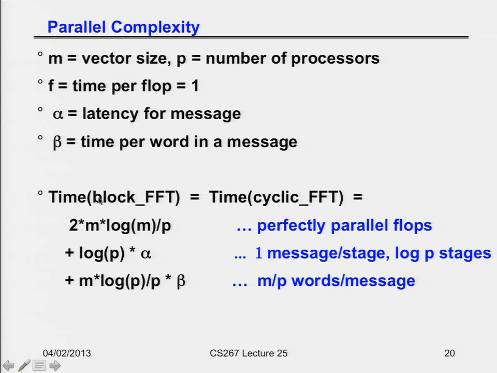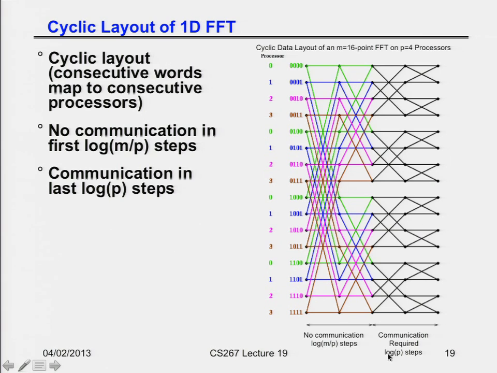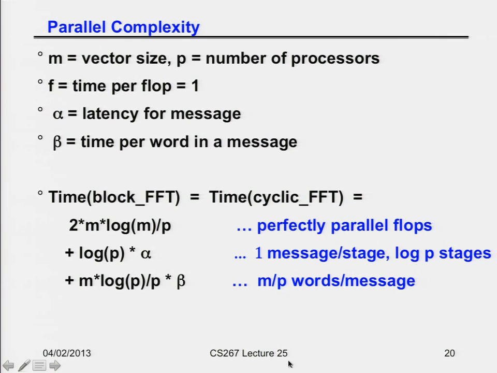And so it turns out these run in exactly the same amount of time. And the flops are perfectly parallel, 2m log m flops divided by p. There's going to be one message at each black stage. How many black stages are there? Log p. So there's going to be log p messages. And then this is the bandwidth cost.